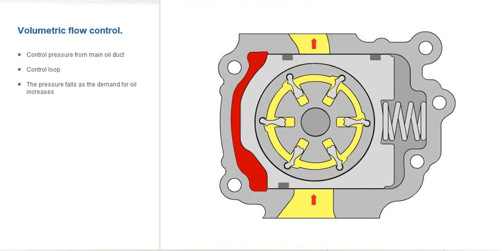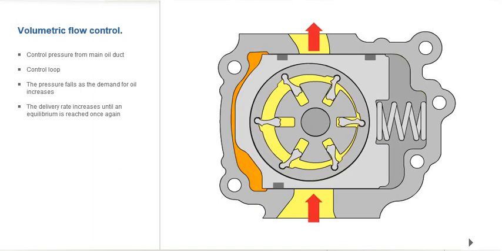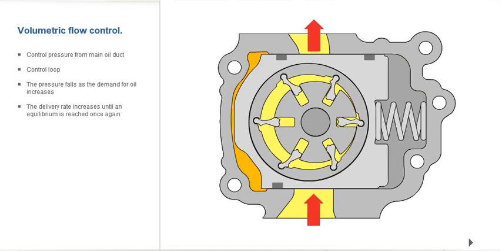The pressure in the system, and therefore also the control oil chamber, drops as the demand for oil increases. The main spring can now push the pendulum slide out of the center position. The delivery rate of the pump increases until an equilibrium is reached between the spring force and the pressure in the control oil chamber.